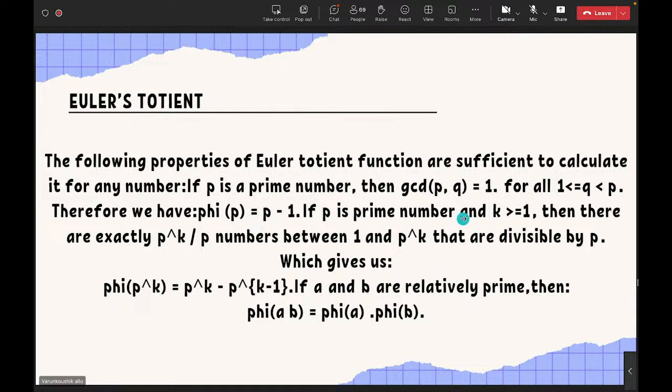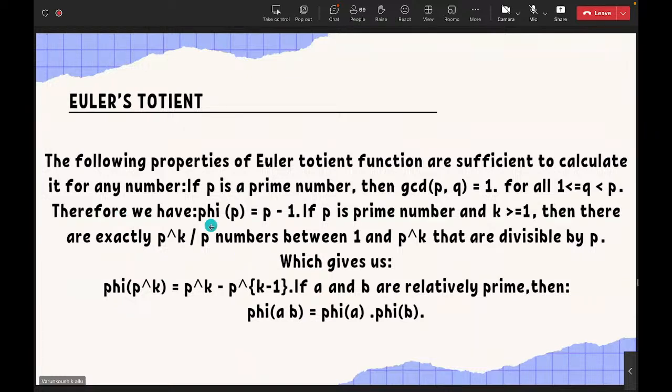Now, if P is a prime number and K is an integer greater than or equal to 1, then there are exactly P power K divided by P numbers between 1 and P power K that are divisible by P.